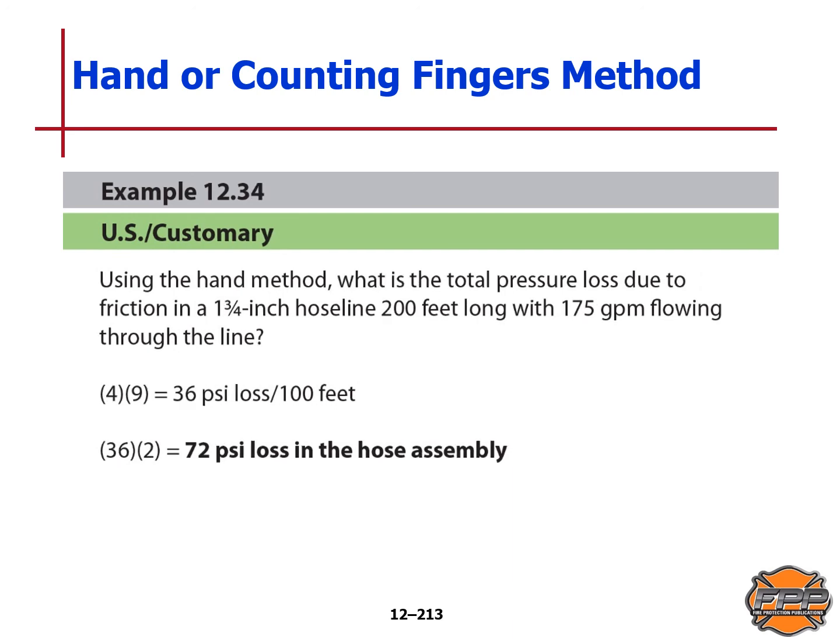Here's another example. Using the hand method, what is the total pressure loss due to friction in a 1 3/4 inch hose line, 200 feet long, with 175 gallons per minute flowing through the line? Remember where your numbers are assigned on your hand. You get 4 times 9 is 36 psi loss per 100 feet. So if you take 36 times 2, that gives you 72 psi loss in the hose assembly overall.